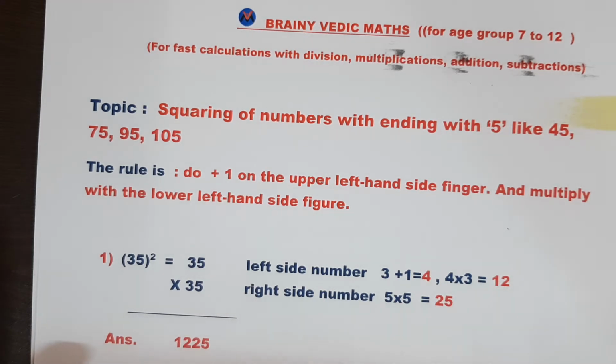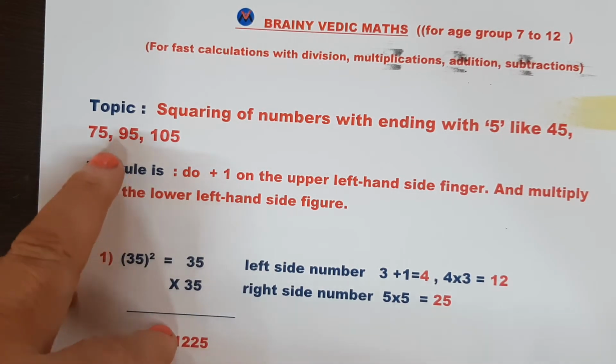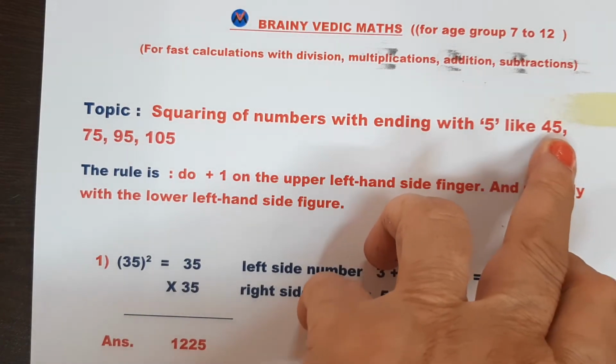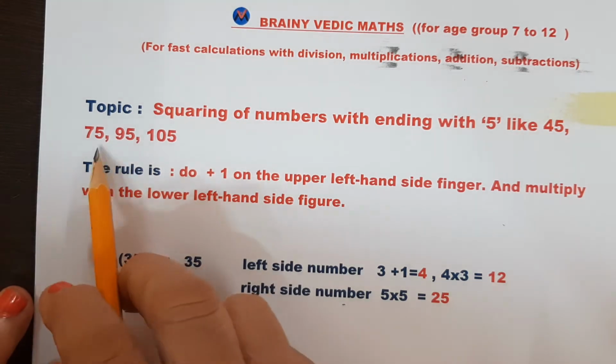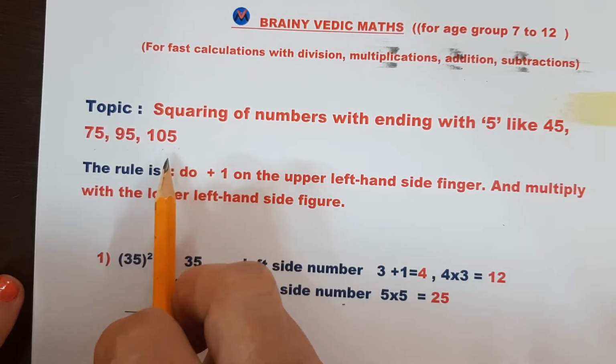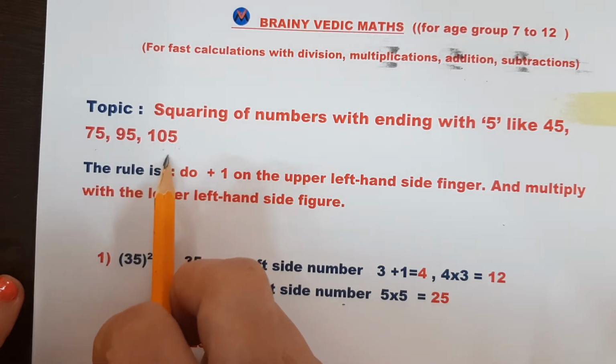Squaring numbers which end in 5. I will make you understand very easily. The number whose right hand side figure is 5, that is 45, 75, 95, 105. This trick works with these numbers only.